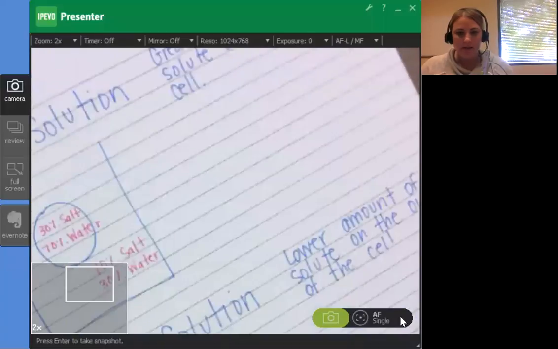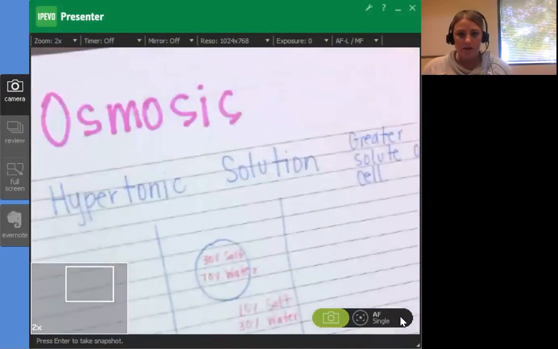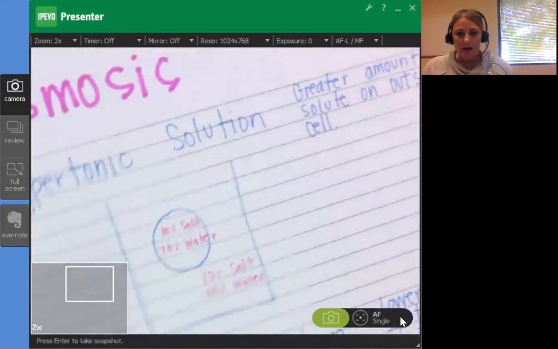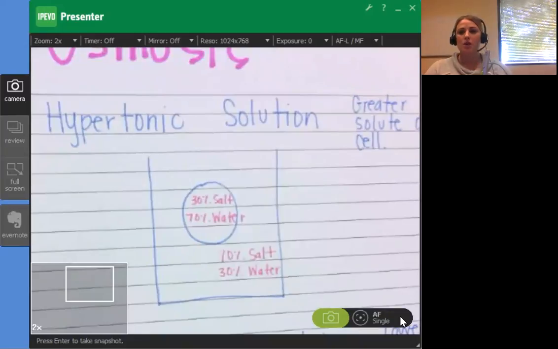So let me share my screen with you. All right, so let me move this. So again, you guys, this is osmosis. So the first type of solution we're going to talk about is a hypertonic solution.